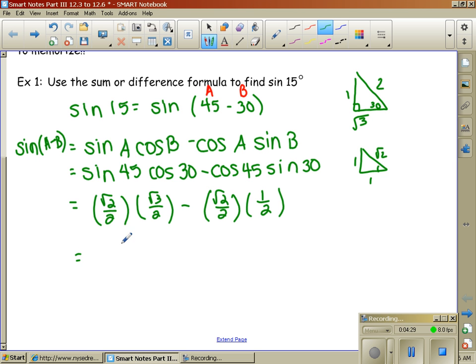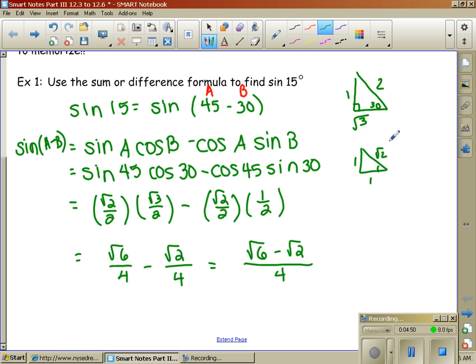Square root of 2 times square root of 3, square root of 6. 2 times 2, 4. Square root of 2 times 1, square root of 2. 2 times 2, 4. Written as one fraction, square root of 6 minus square root of 2 over 4.